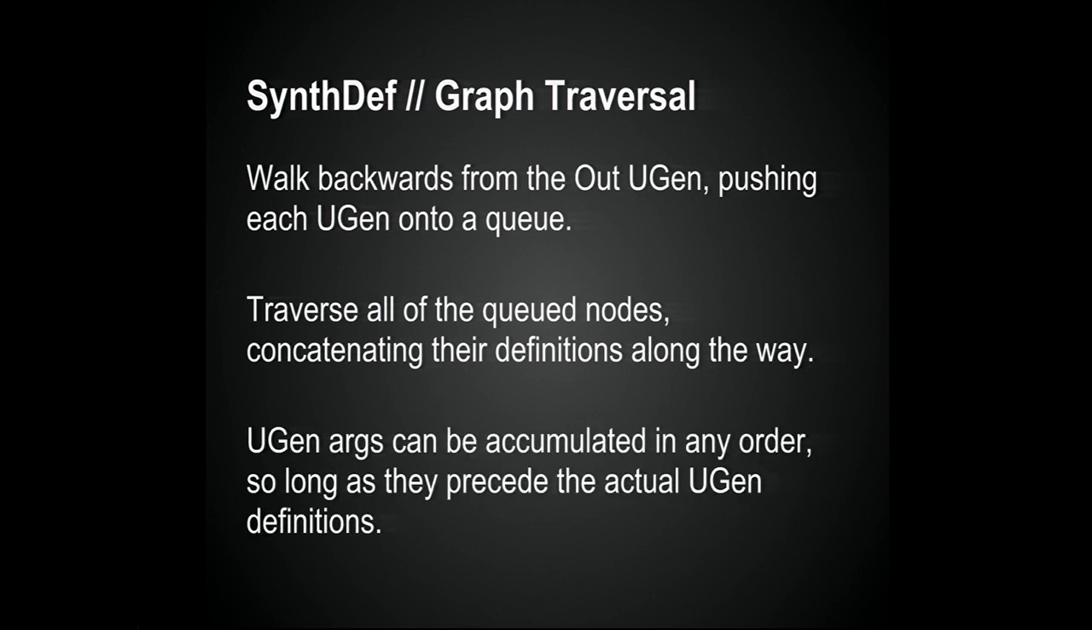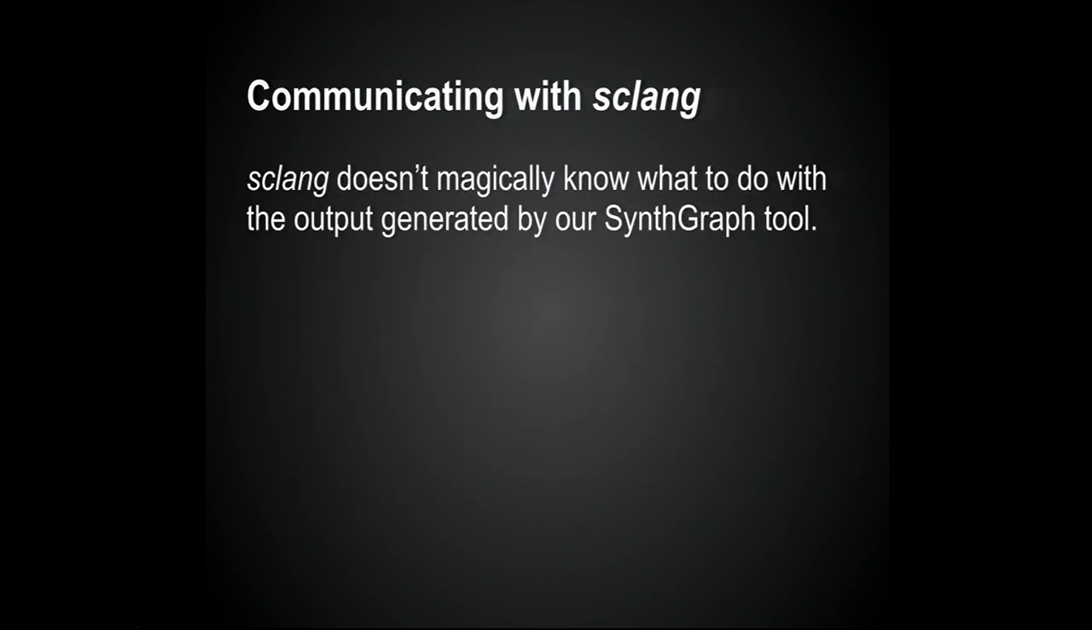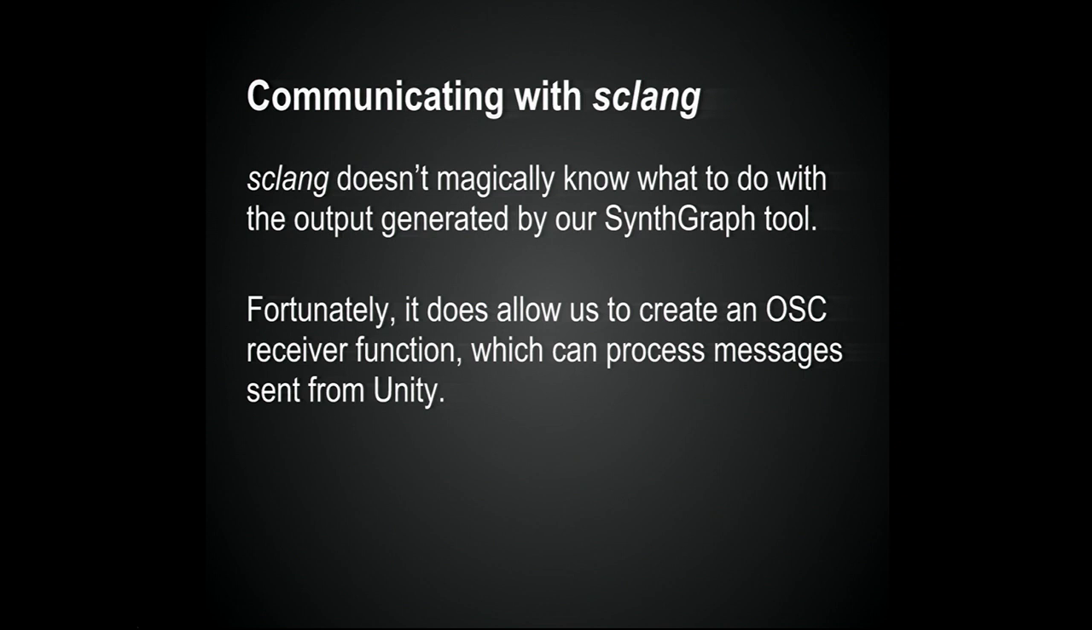And that sounds kind of complicated, but when you see the output, it looks like this. And this is actually taken straight from that image I showed earlier. This is all four of those nodes and all their interconnections in a format that SuperCollider knows how to handle and can process. So we have this synth definition, but SC-lang doesn't know what to do with it. We have this string, and what's it going to do when we send it? But fortunately, it gives us some methods for writing our own OSC receiver functions inside of SuperCollider. So we can send and receive data from Unity or to Unity.